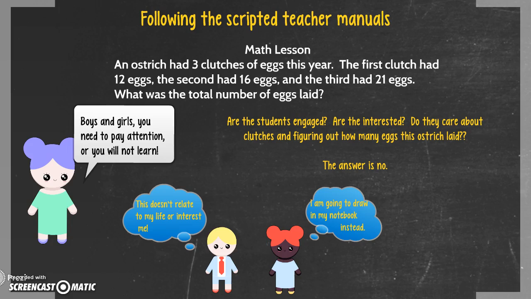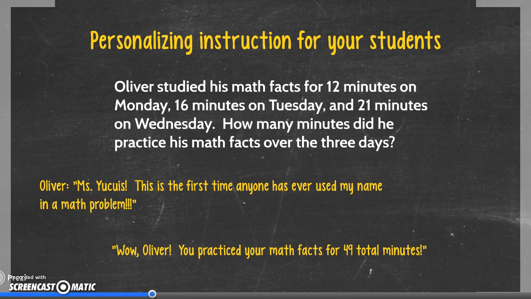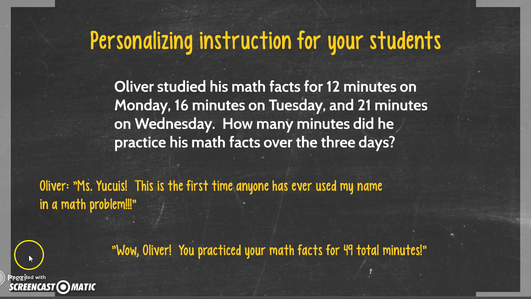So I was trying to think of what things could have gone wrong. Are the students engaged? Are they interested? Do they care about clutches and figuring out how many eggs this ostrich laid? The answer is no. I knew I needed to make a change if I wanted my students to be motivated to learn and interested in learning. So I decided to personalize my instruction for my students.